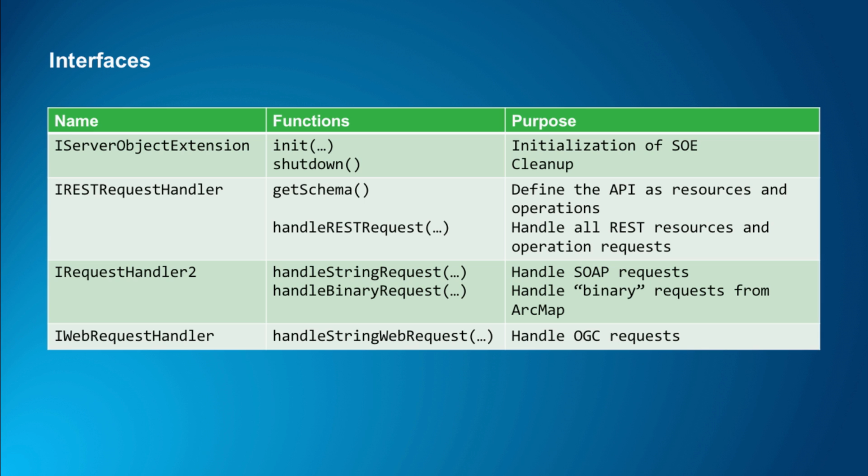Lastly is the IWebRequestHandler. This is for handling of OGC style requests like WMS, KML and so forth. So you can of course intercept KML and OGC style requests as they flow through the system.